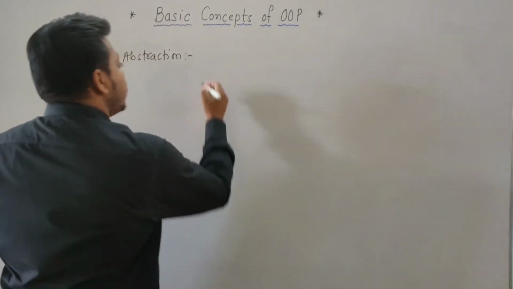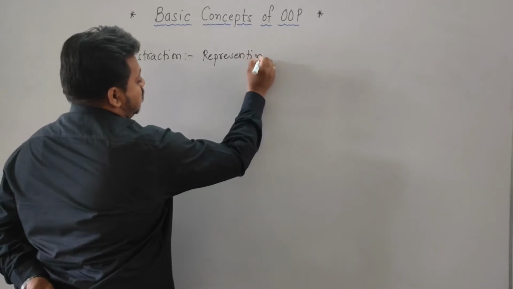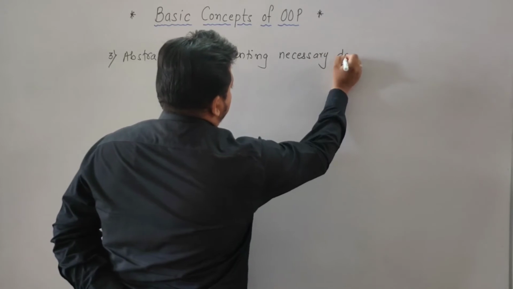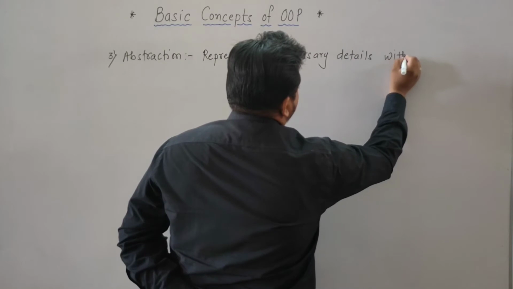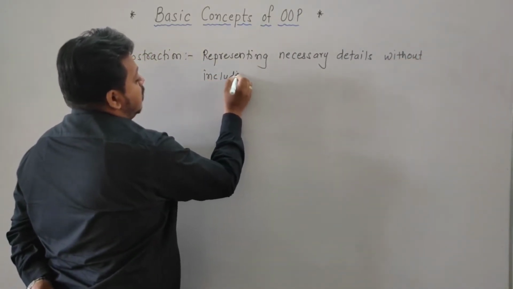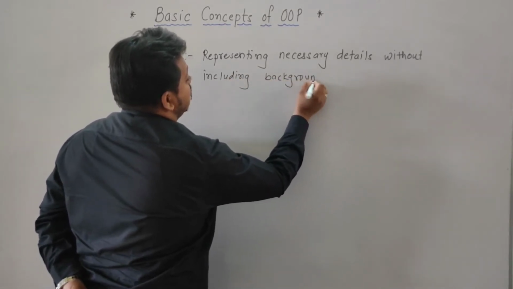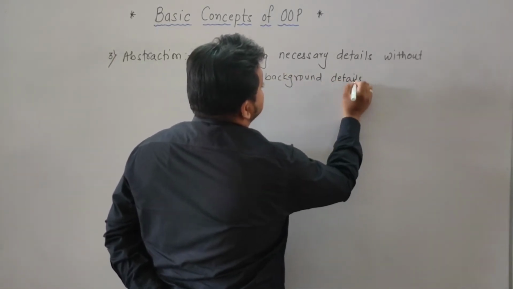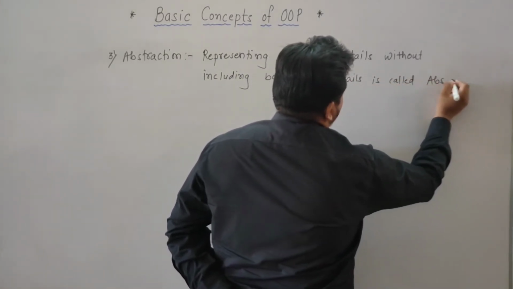So here I will write: representing necessary details without including background details, background or unnecessary details, is called abstraction.